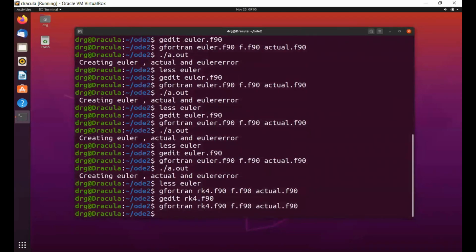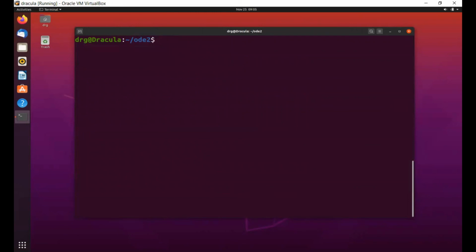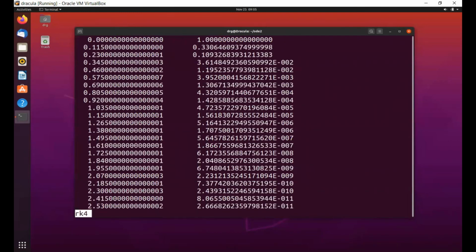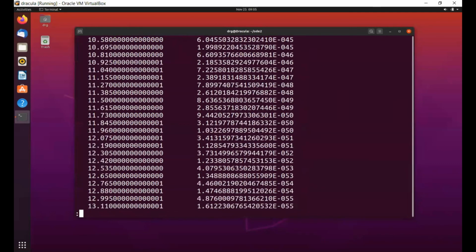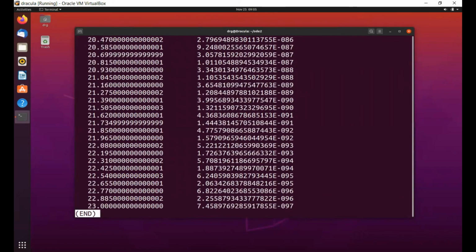So I'm going to compile my code. This is with the number of steps equal 200. I'm not going to look at Euler now. I'm going to look at the solution for RK4 as computed. And as you can see, everything's fine. Middle of the screen, you're about 10 to the minus 7. And by the end, the computed solution is tiny. It's roughly 7 times 10 to the minus 97th power. So everything is good.